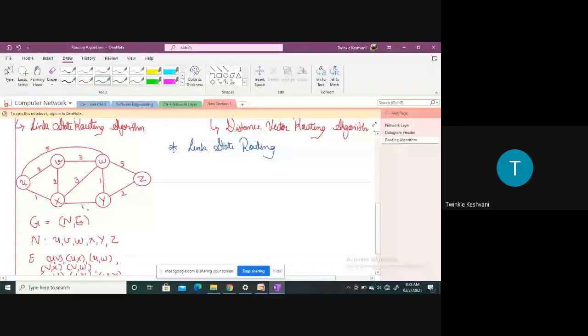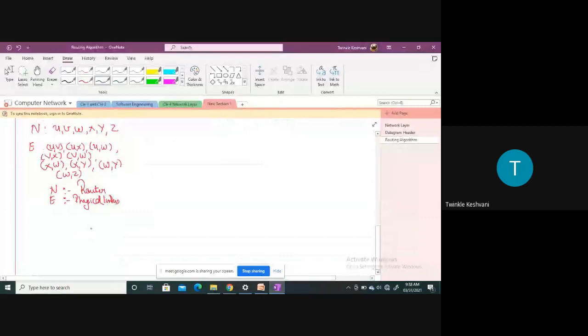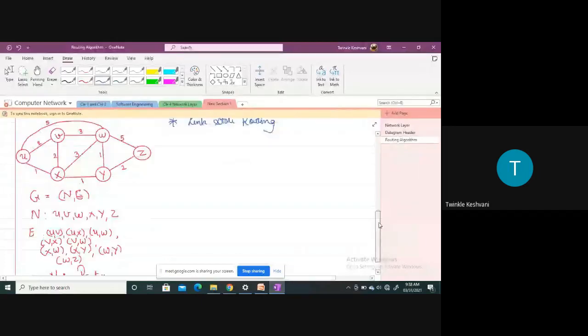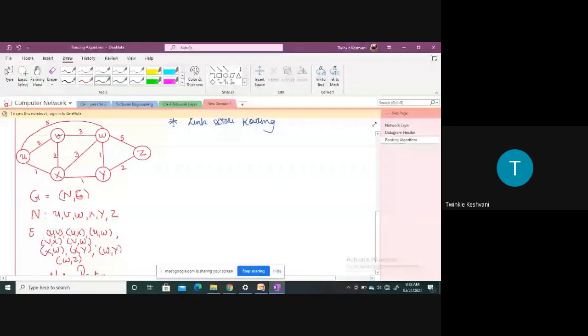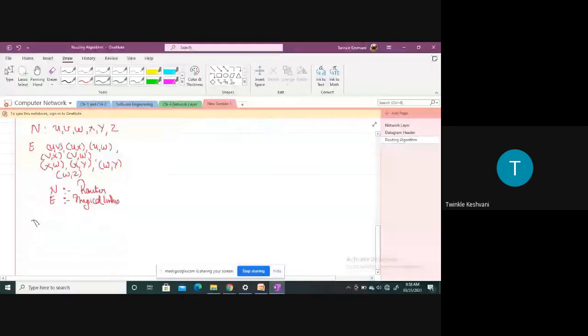Now, if I consider one of the nodes from this graph, let's consider V. Here I consider a V node. So what does DV represent? We can say DV represents the cost between the source and the destination. Then PV, if I am considering PV, then we can say PV is the predecessor node.